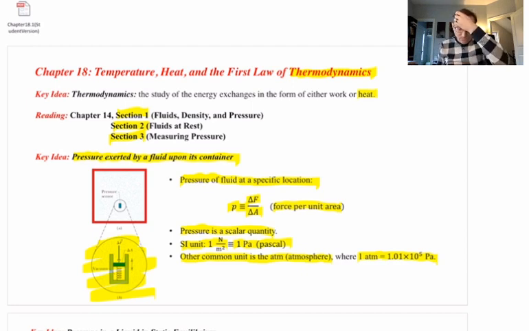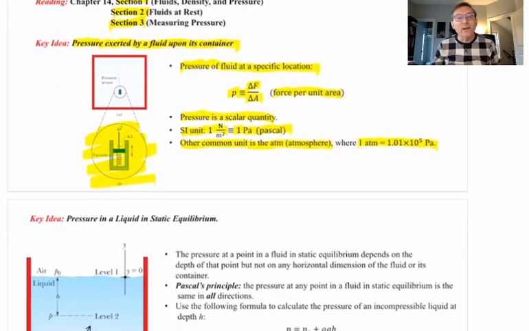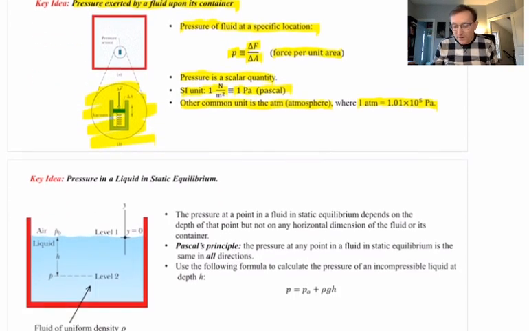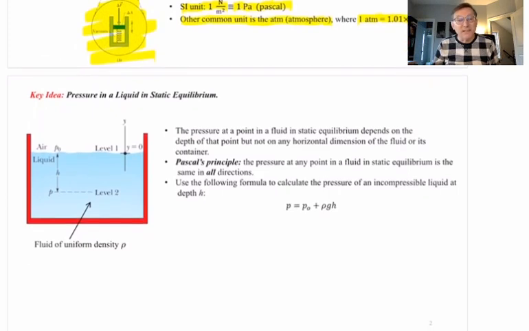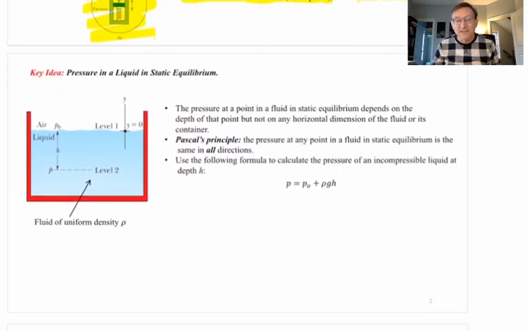Okay, so that's the concept of pressure. I want to say a little bit more about it, and measuring the pressure in a liquid in static equilibrium as it varies with depth in the liquid. That's the other idea I want to introduce in this lecture.